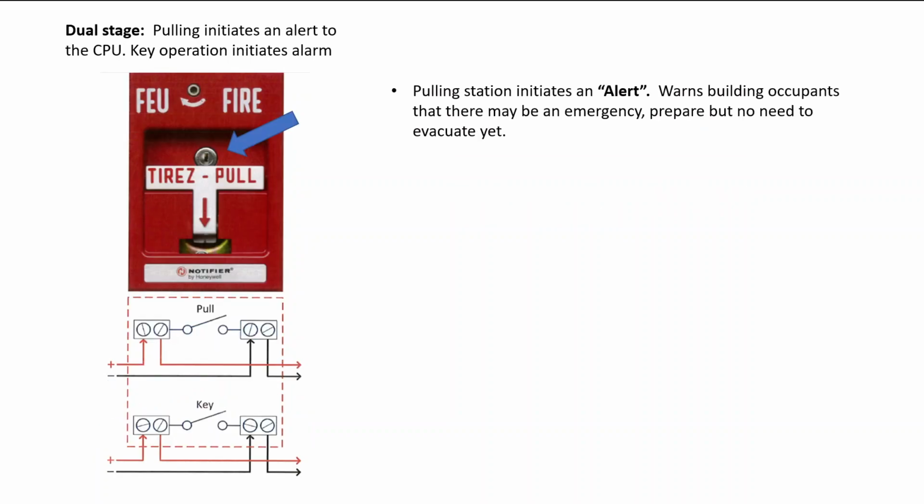Dual stage systems are a little bit different. Pulling initiates an alert to the fire alarm panel. The key is then used to operate that particular or any fire alarm pull station and initiate a full alarm. So pulling the station initiates an alert. This warns building occupants that there may be an emergency. Prepare, but there's no need to evacuate yet. This alert might be with a sporadic or temporal tone of the NAC devices, or it could be a pre-recorded message over speakers indicating to people that there is the possibility of evacuation.